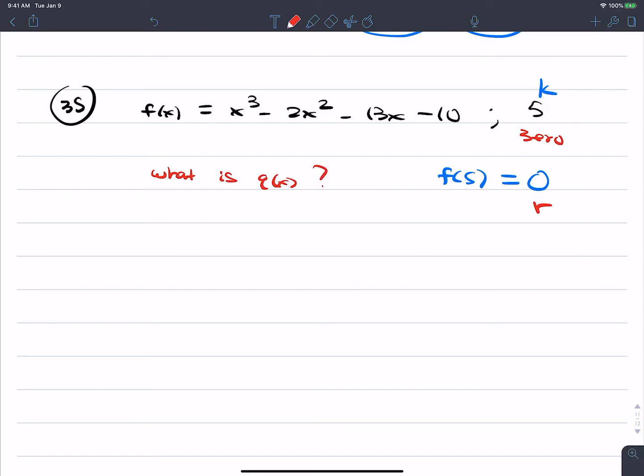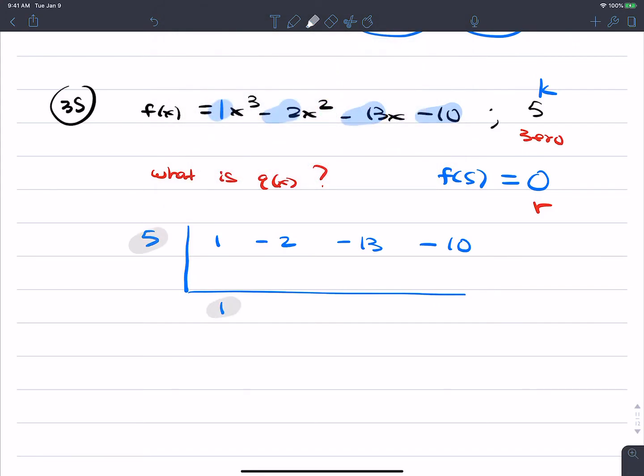And that's what we have to find. Synthetic division will give us that quotient. We just need all the terms. These coefficients, -1, -2, -13, and -10. 1, -2, -13, -10. Bring down the 1. 5 times 1 will give you 5. -2 plus 5 will give you 3.